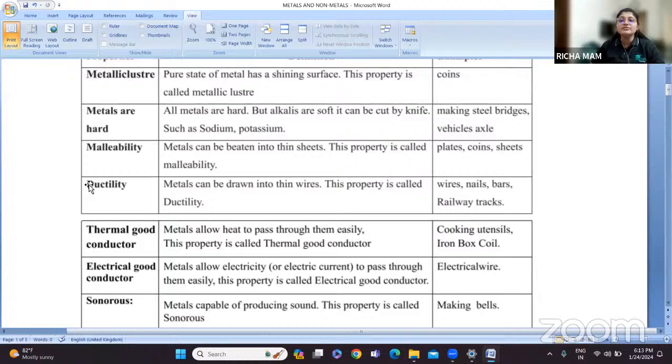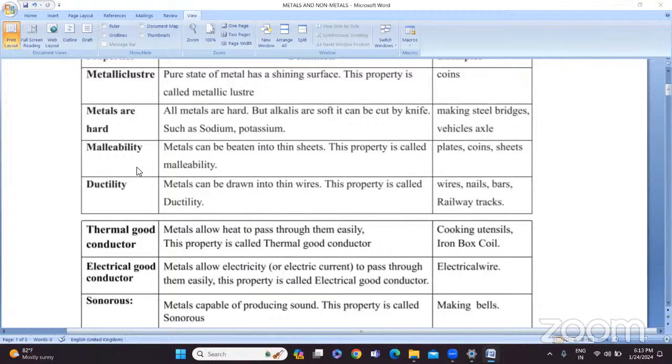Metals can be converted into thin sheets. The conversion of raw metal into thin sheets is a property called malleability. For example, plates, coins, and sheets are made by beating the metal into thin sheets. So this property is called what? Malleability.